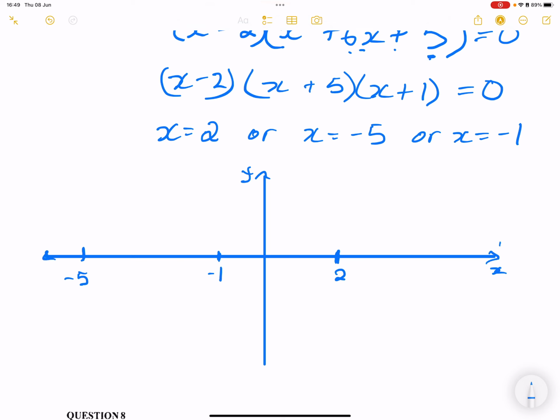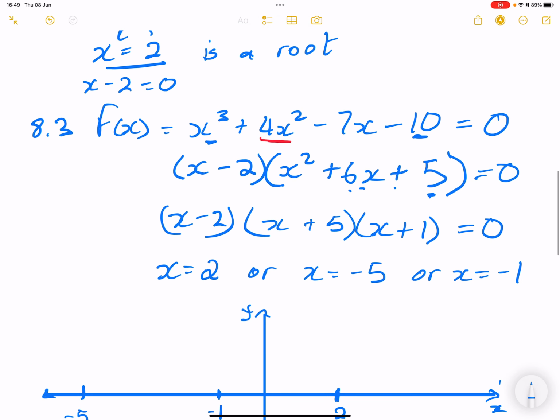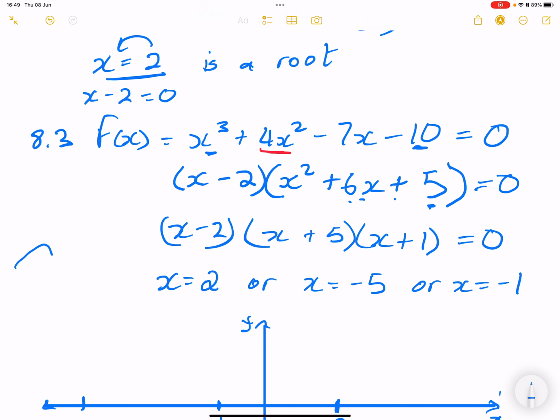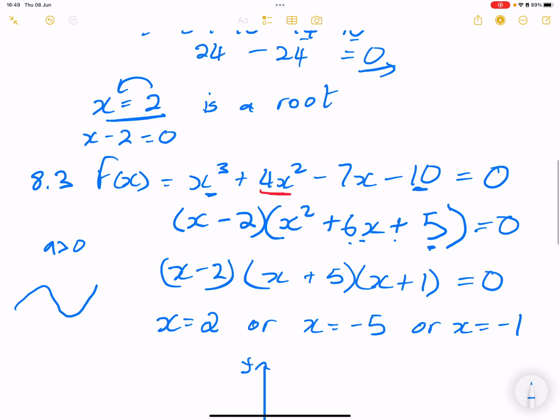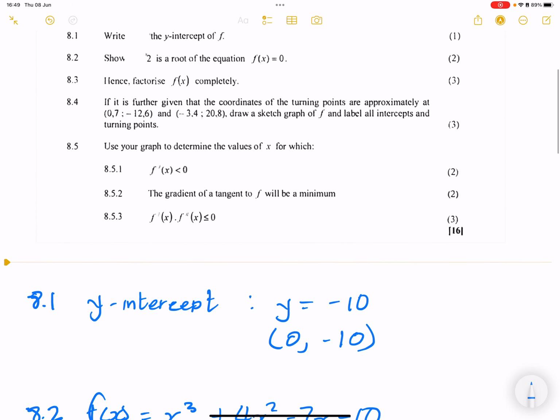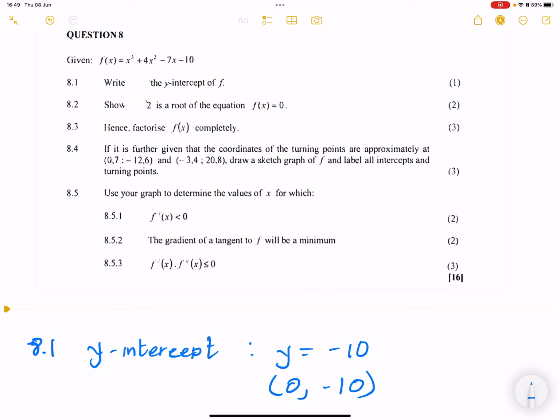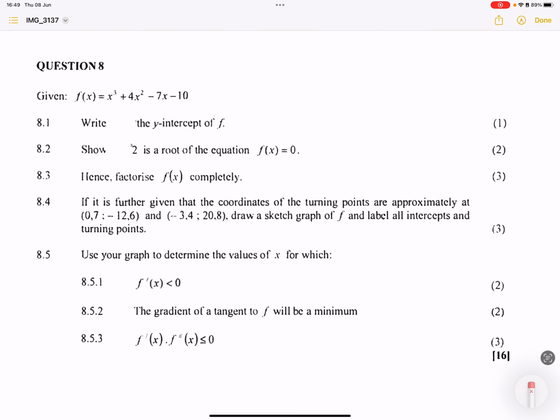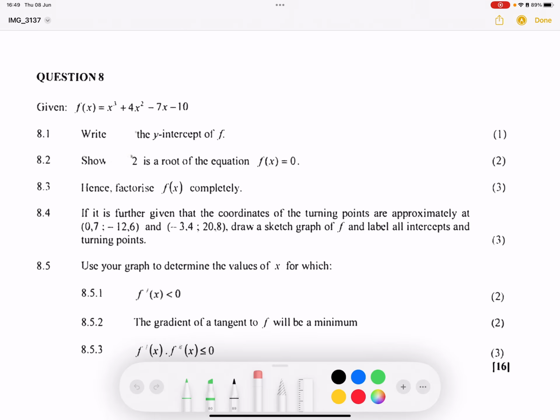Now, because my value for a is positive, I know that I'm looking at the shape of a graph that looks like this, for a greater than 0. So I'm going to look for my first turning point, my maximum value. It seems like the maximum is at minus 3.4. I'm just trying to annotate there. So that's minus 3.4 and 20.8.